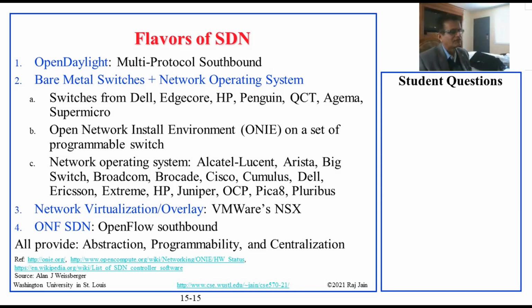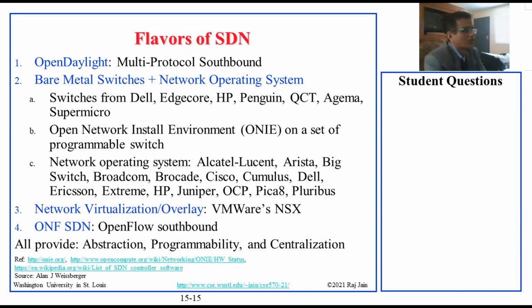Anyway, all of these flavors of SDN provide the three things that we talked about. They all provide abstraction, of the hardware and the software. They all provide programmability, and they all provide centralization. So sitting at one place, you can program the whole network.